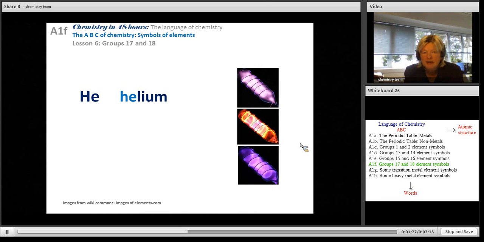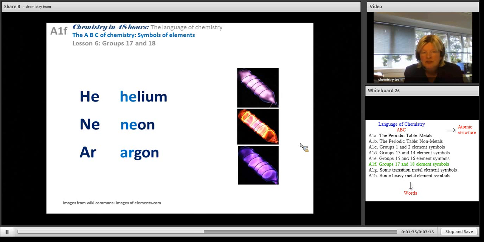Finally, Group 18. So we have helium, neon, and argon. They are the first two letters of the name in each case. So it's He for helium, Ne, and Ar for argon. And again, the first letter is a capital letter, and the second letter is a lowercase letter.